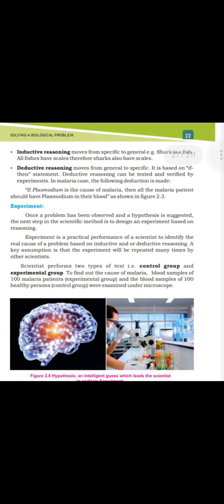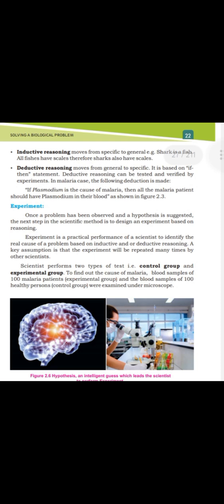And what is deductive reasoning? It moves from general to specific. For this deductive reasoning, all the malarial patients must have the plasmodium. So it is deductive reasoning because it moves from general to specific. Now we move towards the experiment.